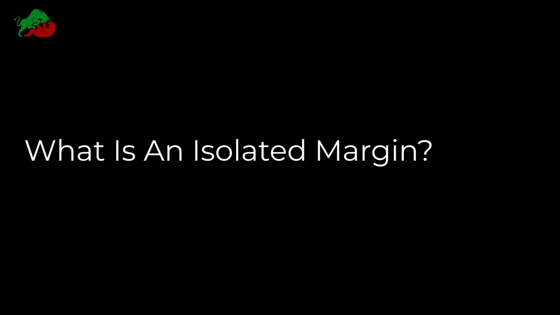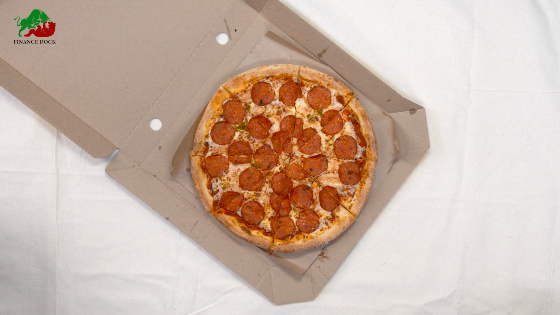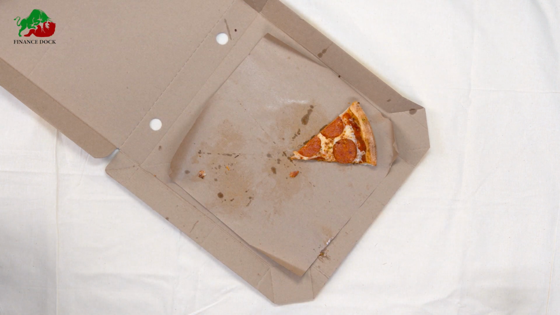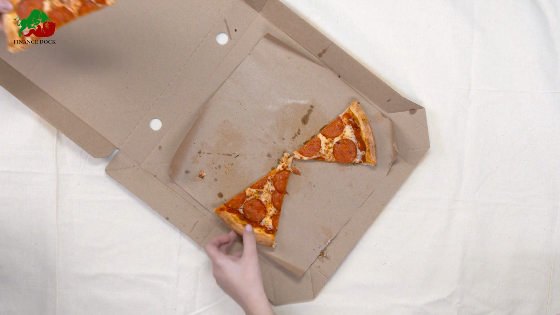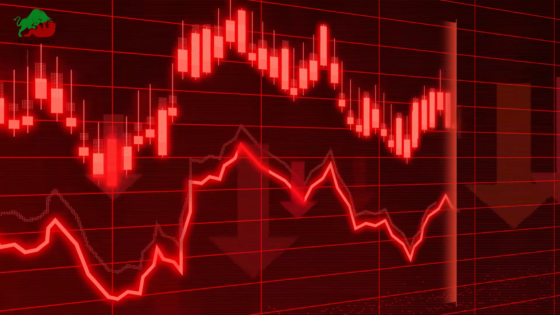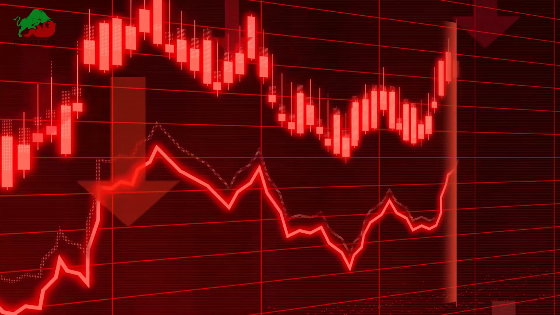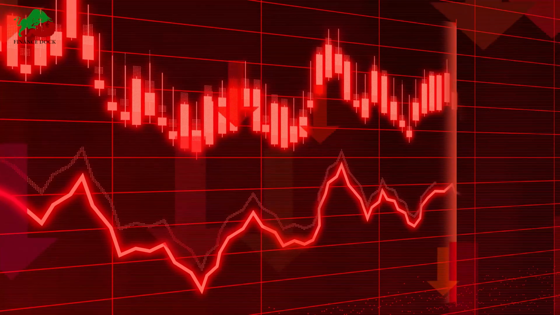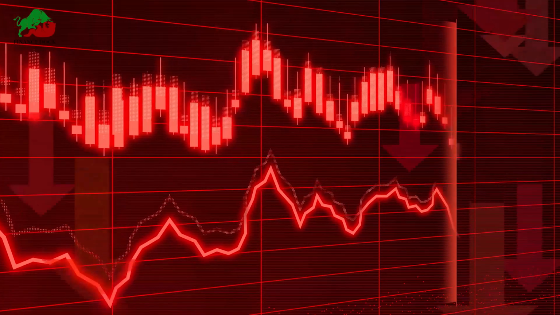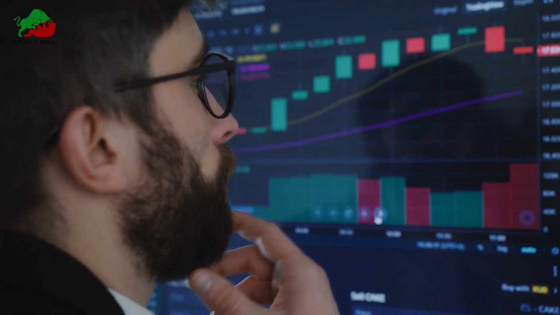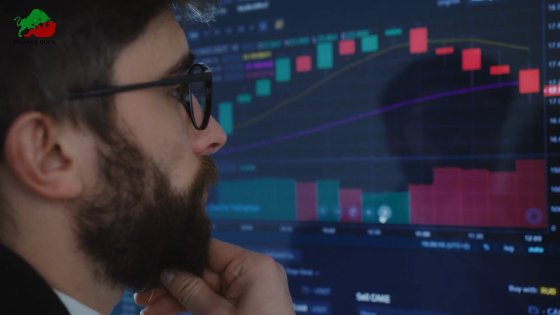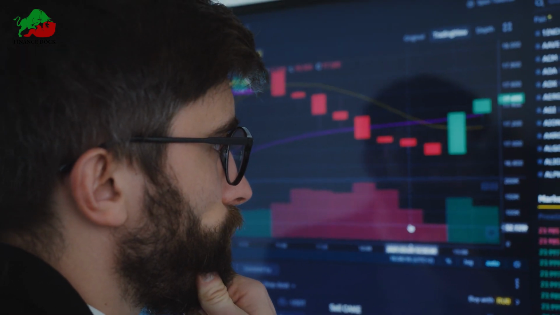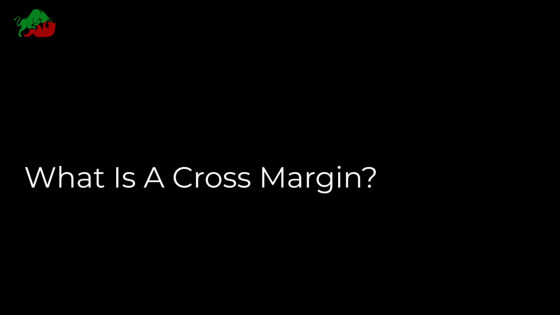What is an isolated margin? An isolated margin is a margin that can only be used for one position and cannot be shared with other positions. The key benefit of isolated margin is that any margin shortfall or position liquidation won't have an impact on other positions in the portfolio. This might be appropriate for a highly leveraged, speculative position that a trader wants to closely monitor and exert more control over. What is a cross margin?